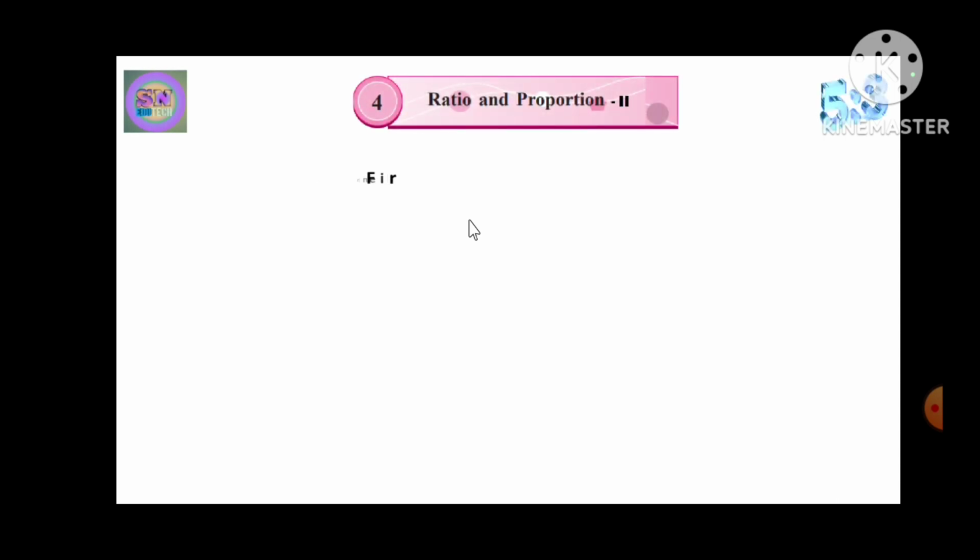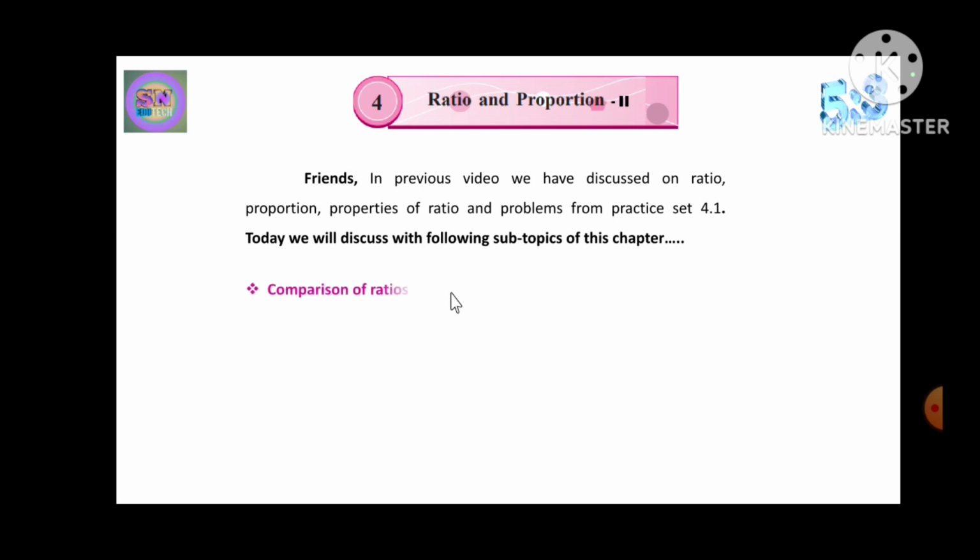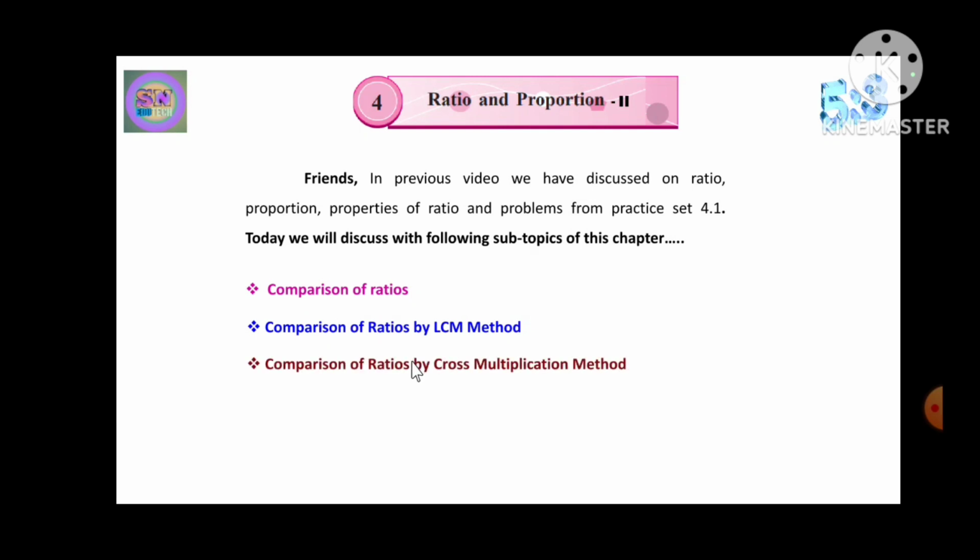Friends, in the previous session of this ratio and proportion Part 1, we discussed ratio, proportion, properties of ratio and problems from practice set 4.1. Today we will discuss the following subtopics: comparison of ratios, comparison of ratios by the LCM method, comparison of ratios by the cross multiplication method, and the problems from practice set 4.2. So let us start with comparison of ratios.